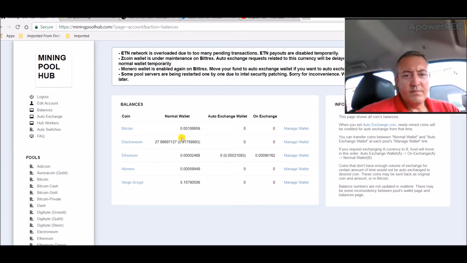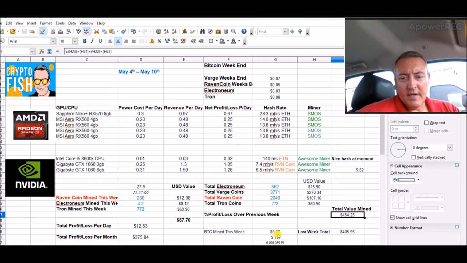Mining pool hub. Converted to Bitcoin over here, I'll show you that right here. So I've got $9.08 so far, in addition to what I already bought Tron with, so I think it's like over $30 this week, quote unquote, from converted to Bitcoin.